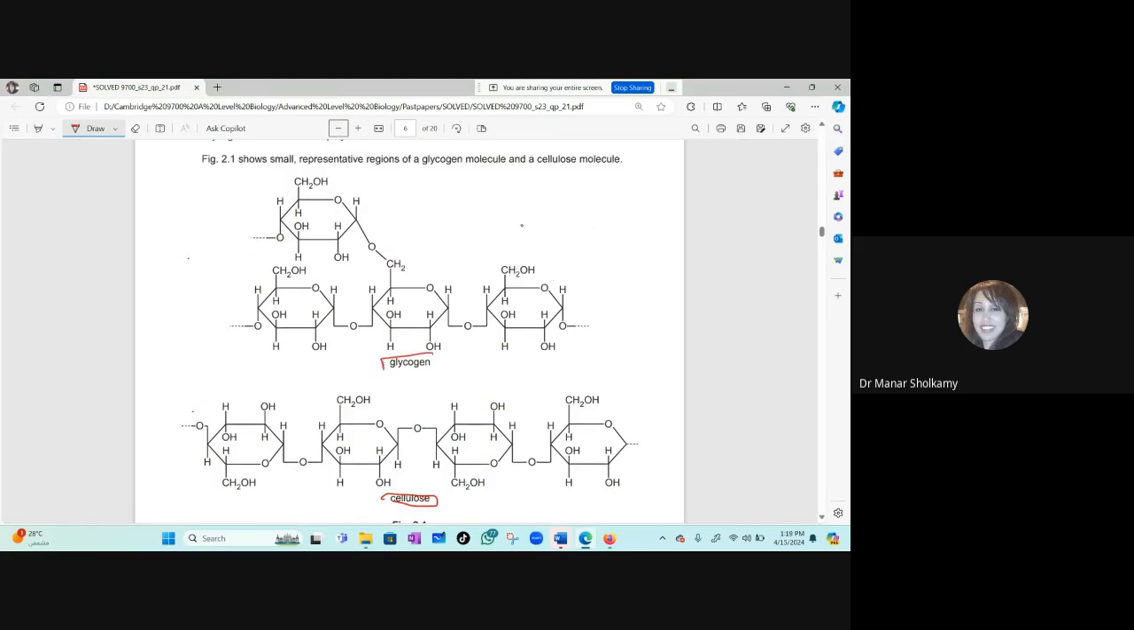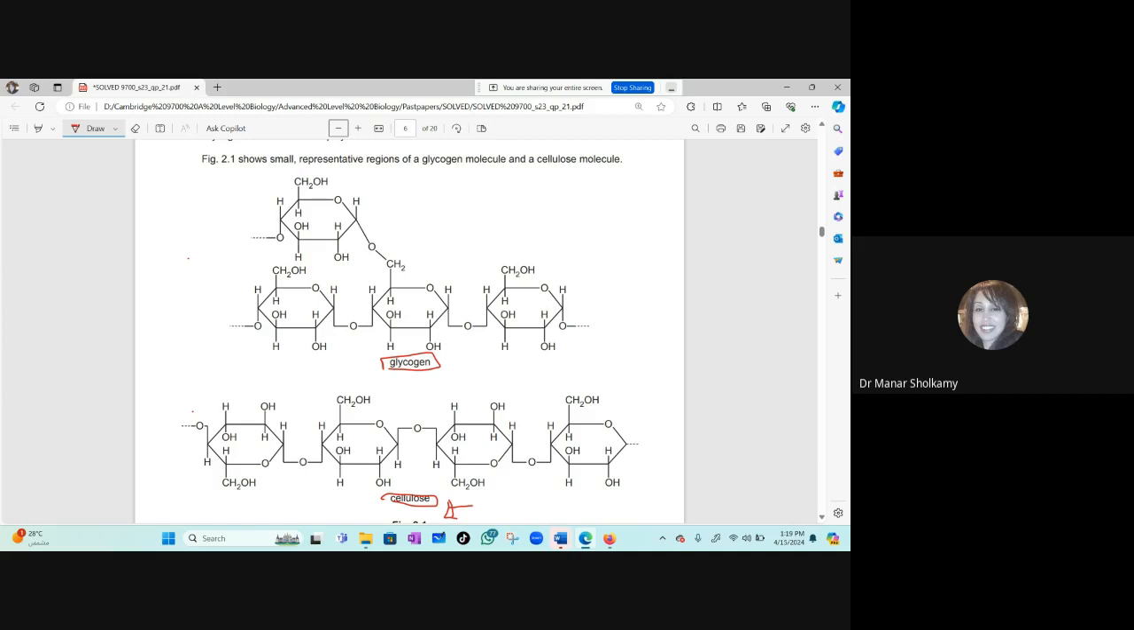This is the glycogen, and this is the cellulose. What are three visible features? Kareem, can I say? Where is Kareem? I just want to know. Kareem is gone? Okay, Noor, of course you can.